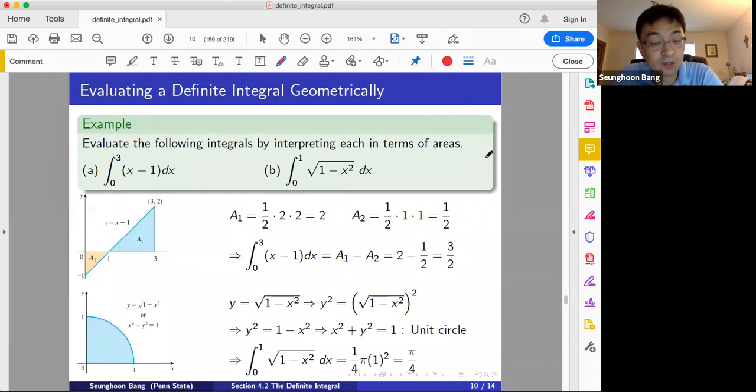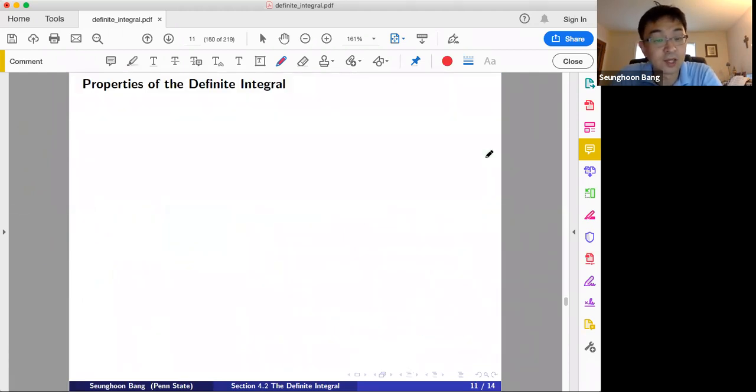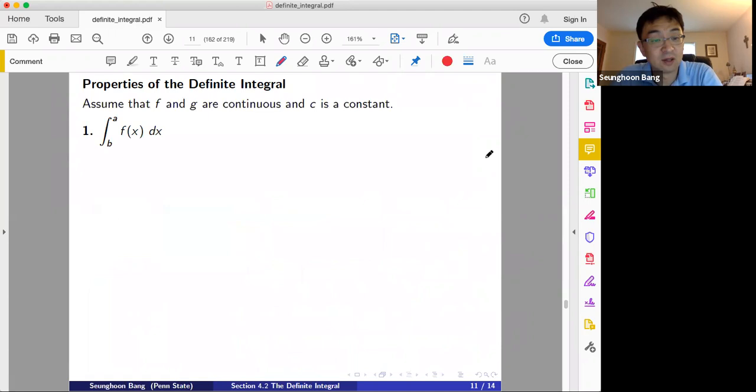Yep, this one. The next tip: the properties of the definite integral. Assume that function f and function g are continuous and c is a constant. This one only interchanges the lower limit and upper limit. We have a negative sign. Is that right? So like this.